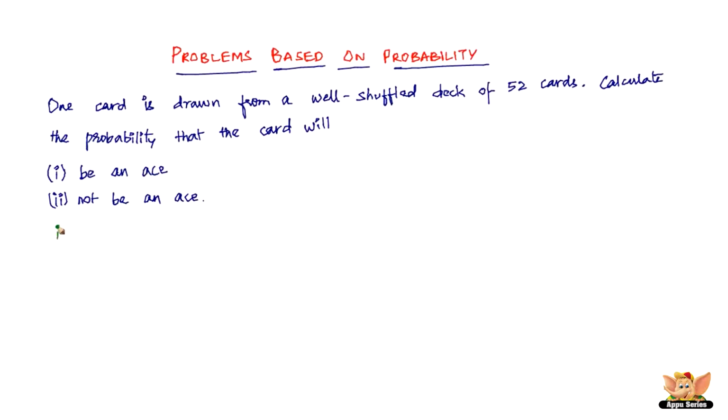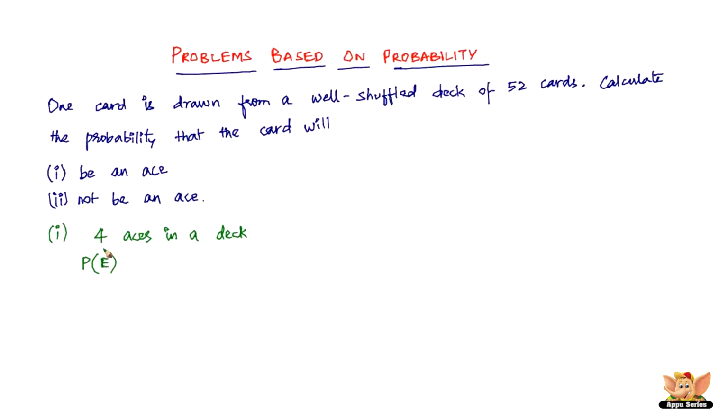Now, here it's pretty simple. There are 4 aces in a deck, right? So we need to see what is the probability that the card will be an ace. So there are 4 aces in a deck. So there are definitely 4 chances that you could pick up an ace. That is, let E be an event, the card is an ace.